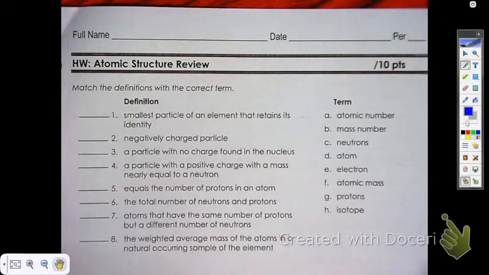Okay, we're going to look at the homework atomic structure review. So I'm going to do a couple problems on this. I'm not going to do any on the front, so let's go ahead and turn to page 2, and that's where I'll start doing problems.